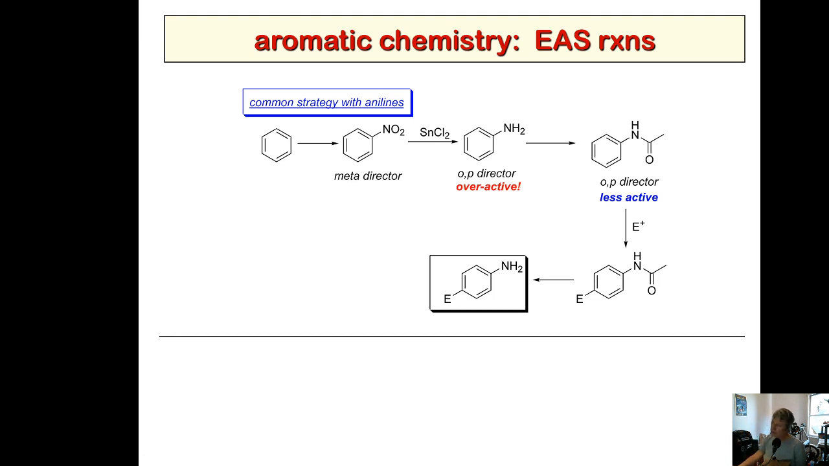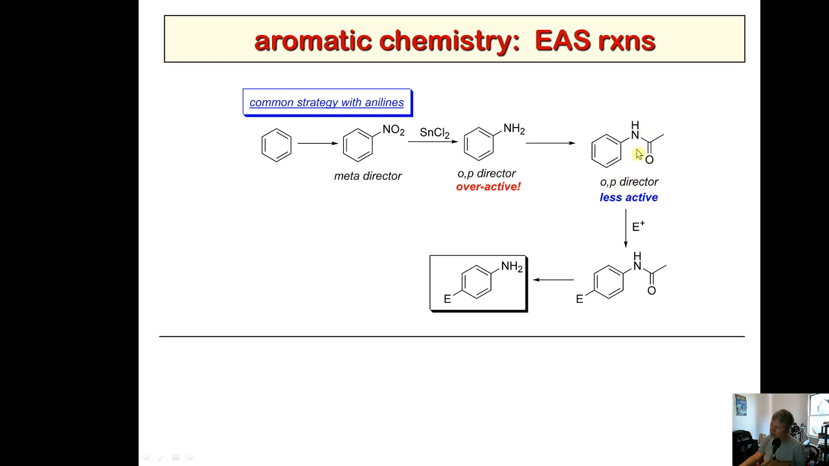This just shows we have all these strategies we use, common aromatic strategies. For example, we can nitrate. It's a meta director, and then we can reduce with H2 palladium or tin chloride, SnCl2, and that gives us an overly active ortho-para director, right? We went from meta director to an ortho-para director, but this is overly active. So what we did was we made it an amide, and then it's a less active ortho-para director.